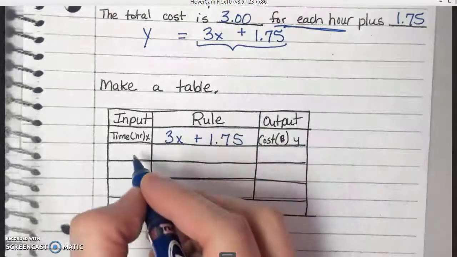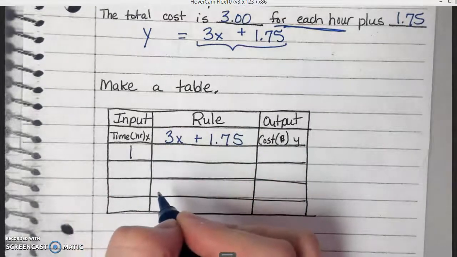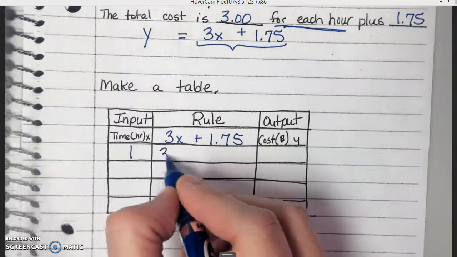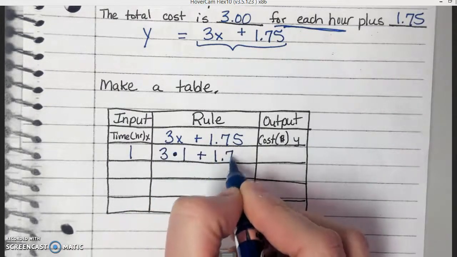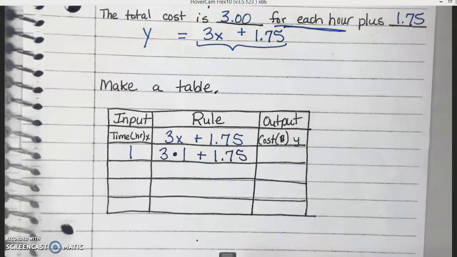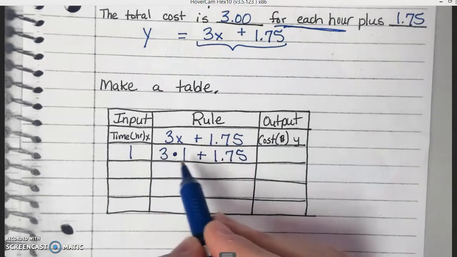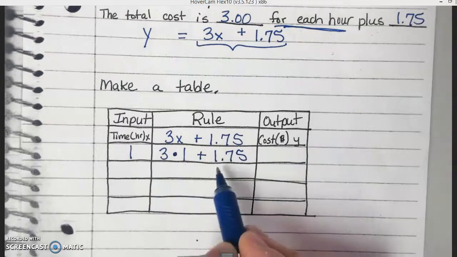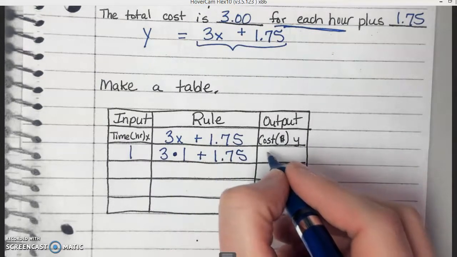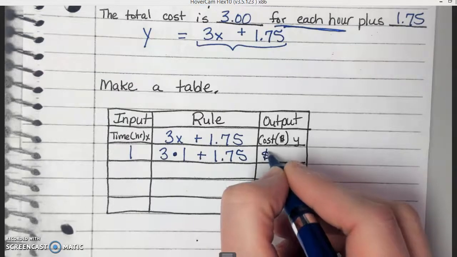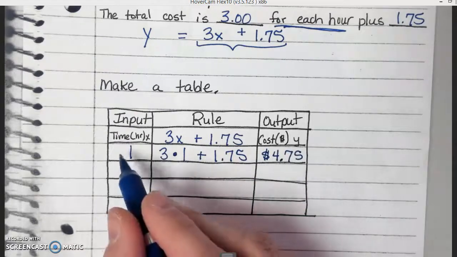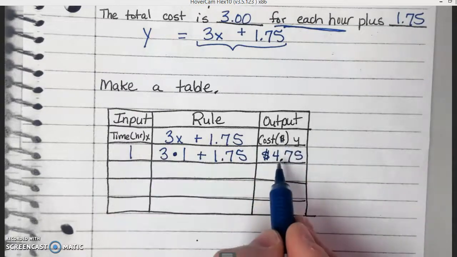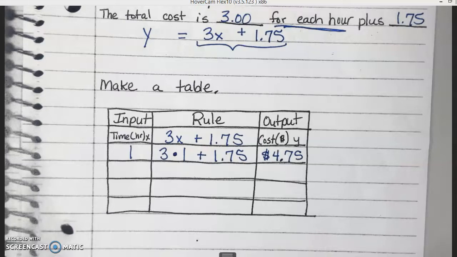So say I wanted to put 1 hour in for X. I'm going to say 3 times 1 plus 1.75. Well, 3 times 1 is 3. And 3 plus 1.75 would give me what? 4.75. Since this says cost, I am going to go ahead and put my dollar sign here. So when I put in 1 for X, I get $4.75 for Y. Okay?